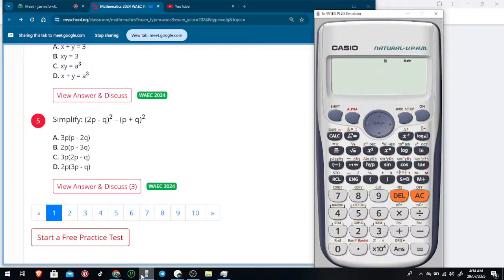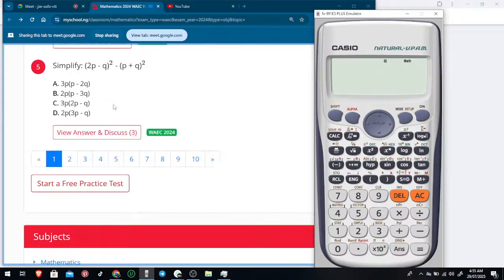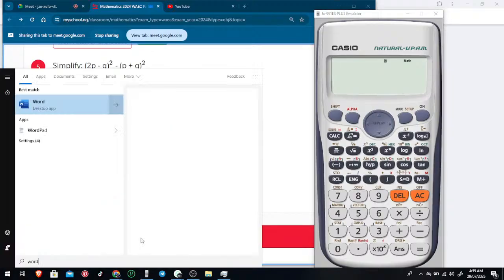It's going to be exponent 3. Okay, let's look at question 5. When we expand this one, what do we get? No, they're not the same things. One is p plus q, one is something else. So unless we expand everything... I don't know why Microsoft Word is not opening, so I'll write on the screen.